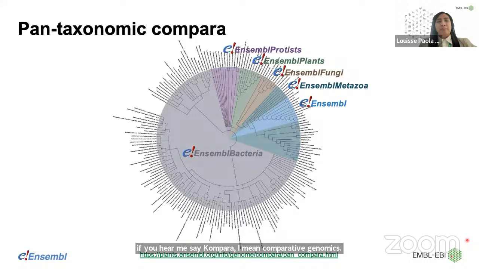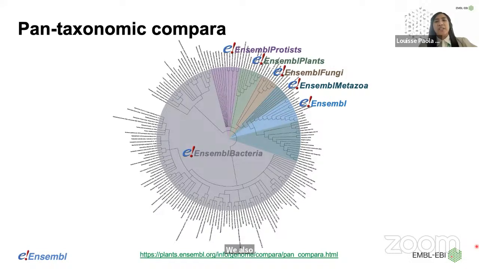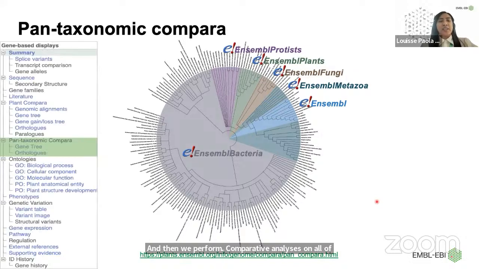We also perform pan-taxonomic comparative analyses, so comparative analyses across different taxa. So for this, we take a number of representative species from each taxon. So we take some species from protists, some species from plants, fungi, metazoa, vertebrates, and some bacteria. And then we perform comparative analyses on all of these representative species. And again, you can find any pan-taxonomic comparative analyses in the Gene tab, which I will show you after this presentation.